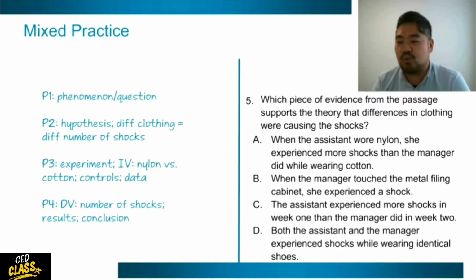All right, number 5 says, which piece of evidence from the passage supports the theory that differences in clothing were causing the shocks? Which piece of evidence is actually giving that? Well, notice, what's the evidence that's supporting the theory different clothing causing shocks? Well, what evidence was there to show that, oh, it must be the clothing? Well, when a certain type of clothing was worn, they experienced a different number of shocks, right? So basically, we're looking here at what happened during the experiments, right? When the assistant wore nylon, she got shocked more often than when the manager was wearing cotton.